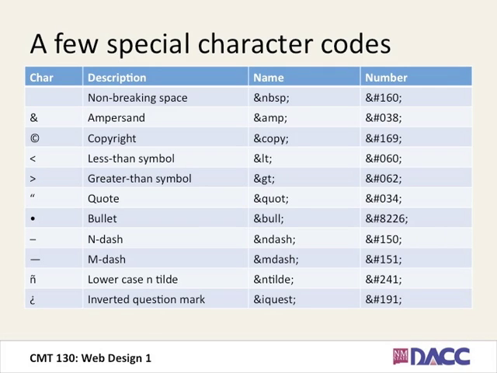Here are a few of the many special character codes. The non-breaking space creates a blank space and is often used in blank paragraphs or table cells. Other common special characters include the ampersand, the copyright, the less than symbol, the greater than symbol, a quote, bullet, n dash, m dash, lowercase n tilde, and inverted question mark.